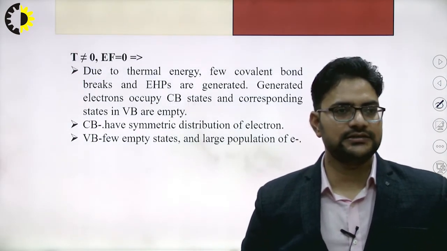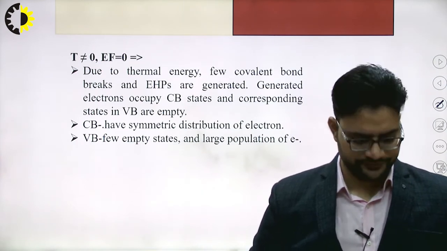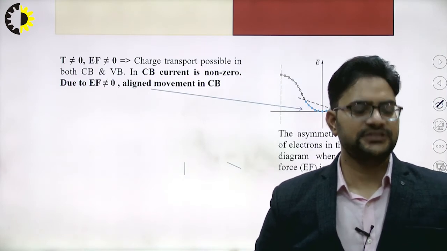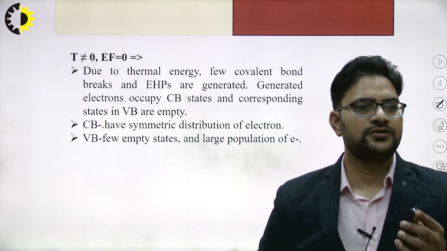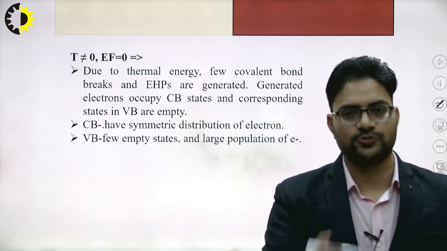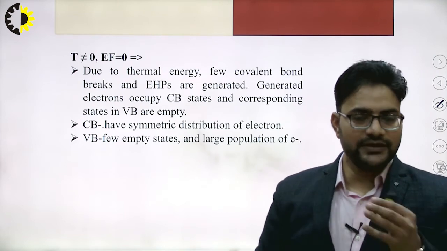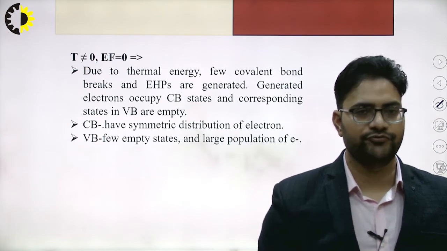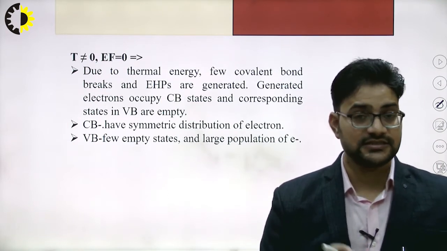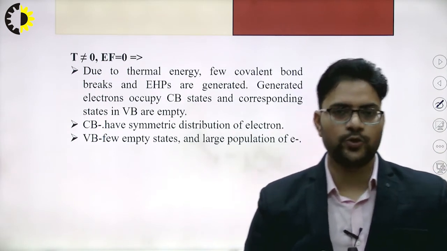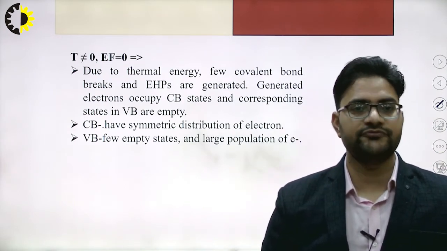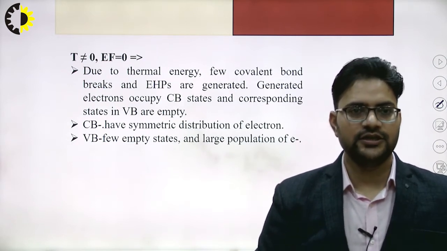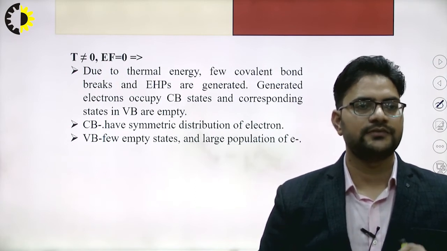Okay, take the third case. Whenever temperature is not equal to 0 but electric field is 0, we are providing some thermal energy. As we already discussed in the previous video lecture, if we provide thermal energy, a number of electron and hole pairs will be generated. A number of electrons and holes will be freed because of the breaking of covalent bonds.